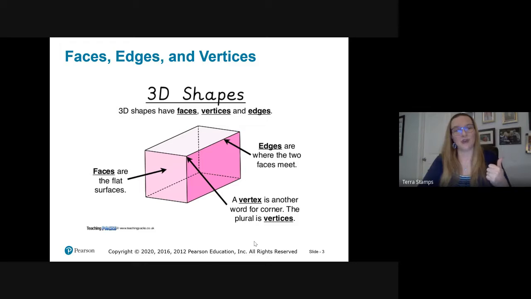So let's talk about some terminology. Faces, edges, vertices. The faces are the flat surfaces. The edges are those lines where two faces meet. The vertices, or a vertex, is another word for the corner. That's where edges meet. So just so we're all clear about what I mean when I say faces, edges, vertices.